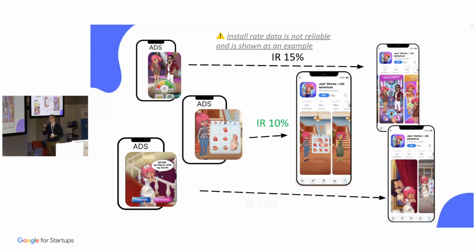But with a custom product page, you can create different pages which will be relevant to each advertisement. And of course, in this case, your install rate could be increased.